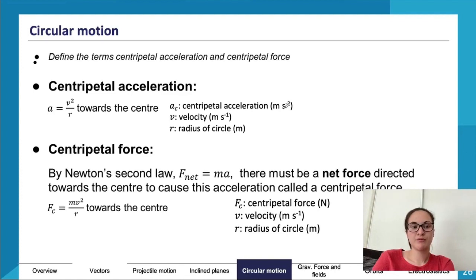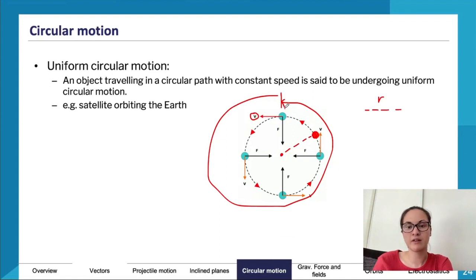Whereas you've got centripetal force, which comes from Newton's second law, F equals ma. There must be a net force directed toward the center to cause this acceleration, which is called a centripetal force. So for this centripetal force, the formula becomes mass times velocity squared divided by the radius, the force of which is moving toward the center. So just like we have here, this is that centripetal force.